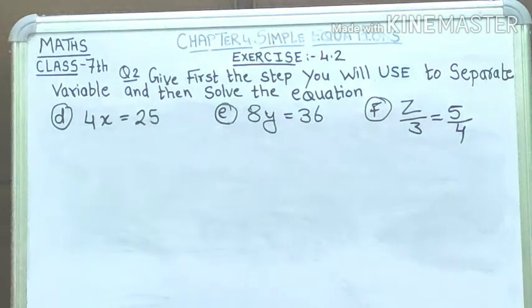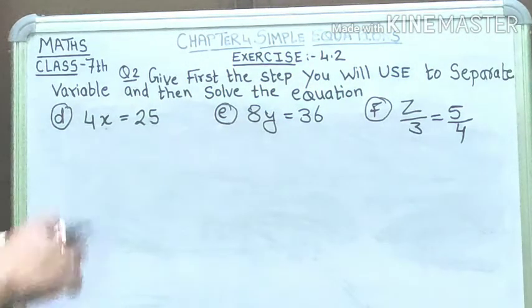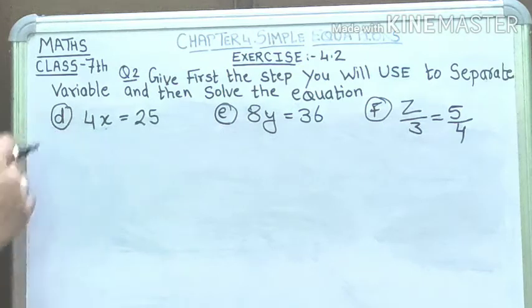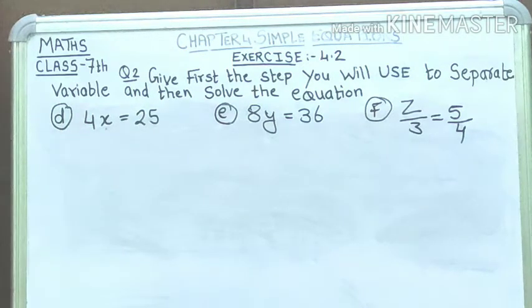In the D1, 4x equal to 35 is given. So here the variable is x and 4. In between both of them we can't see any sign, neither plus sign nor the minus sign. So what does it mean? It means multiplication, correct. So when the multiplication is given, what should we do to separate the variable?